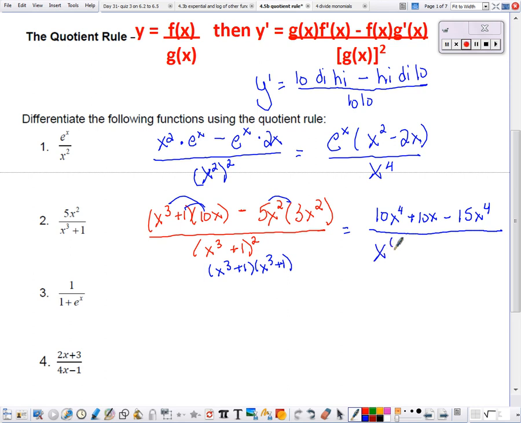First, outside, inside, last. And one last step, I have an x to the 4th and an x to the 4th, so that's negative 5x to the 4th plus 10x, all divided by x to the 6th plus 2x to the 3rd plus 1.